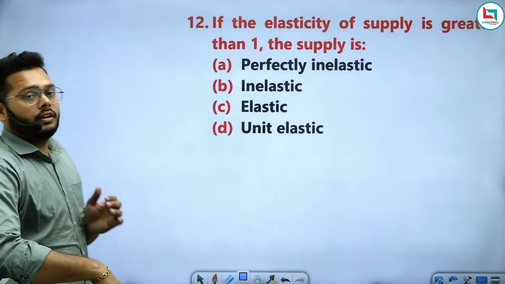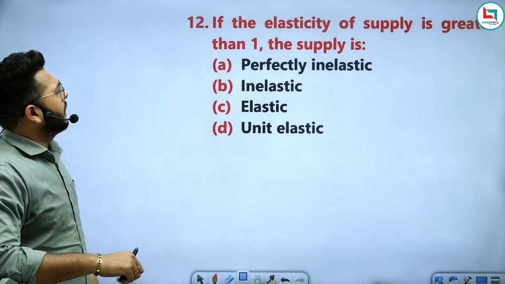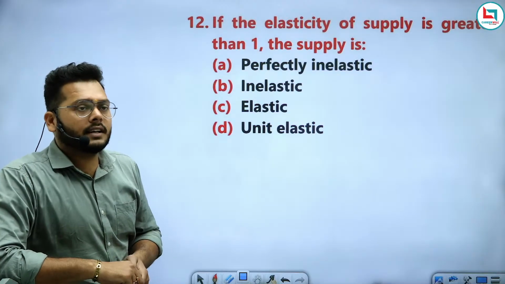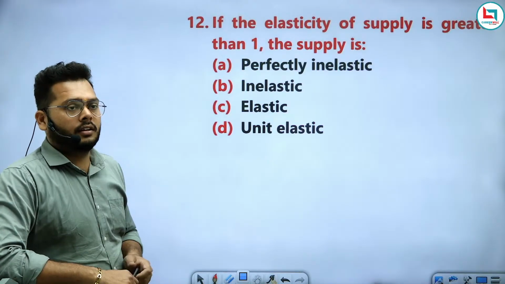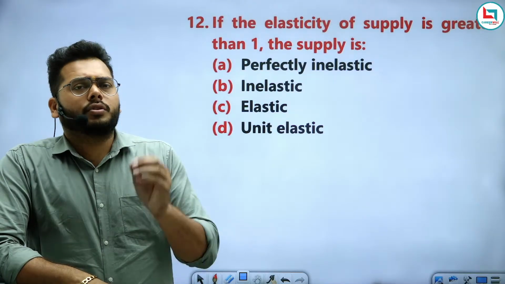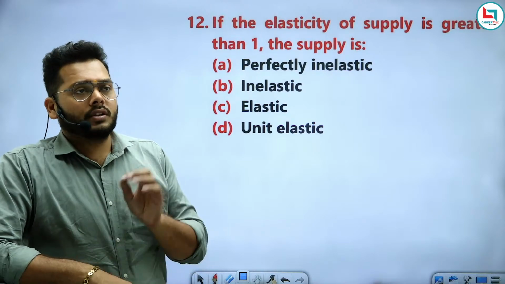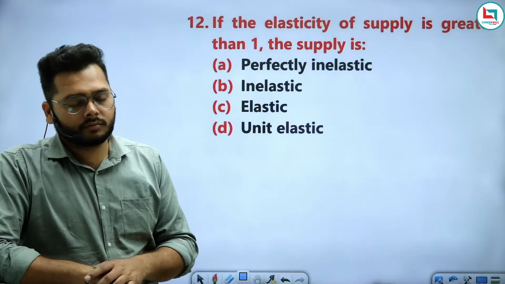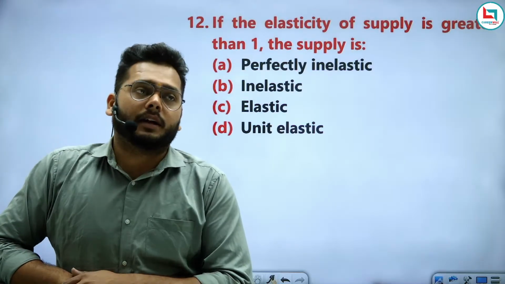I have already told you all the components of price elasticity of supply, right? Now tell me, if the elasticity of supply is greater than 1, is the supply perfectly inelastic, inelastic, elastic, or unit elastic? First of all, answer this question. Do you know the answer or not? First you need to attempt this question.